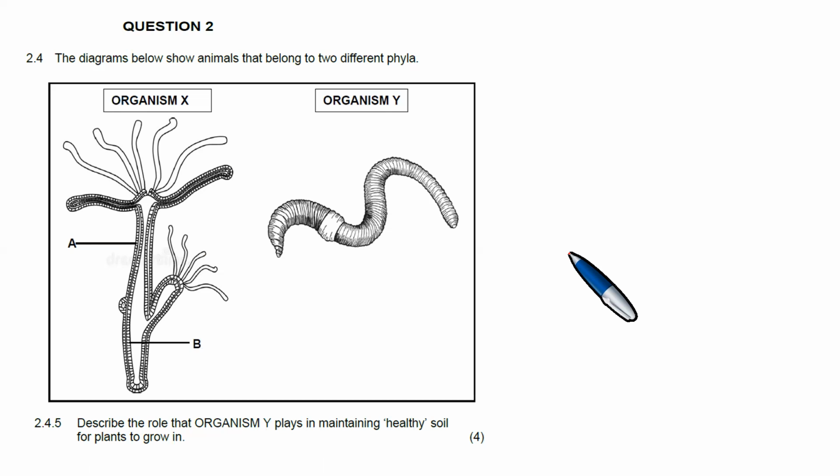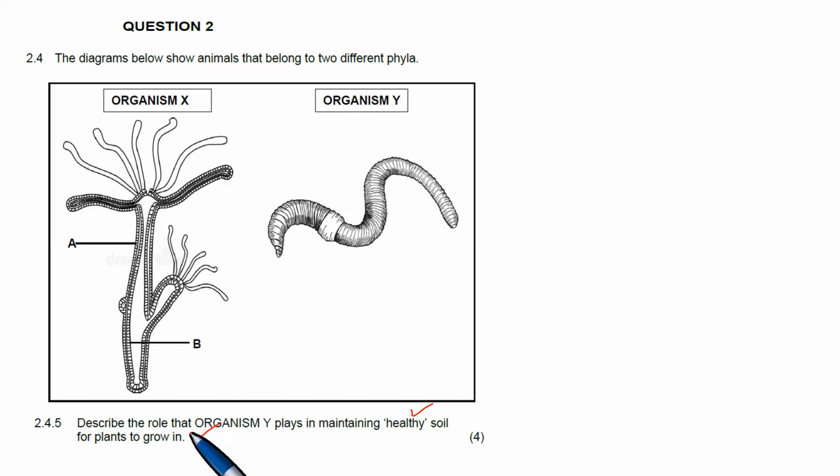Describe the role that organism Y plays in maintaining healthy soil for plants to grow in. These organisms play a role in maintaining healthy soil because they make the soil healthy. It lives in the soil, underground. It burrows the soil, and it makes the soil healthy for plants to grow in.